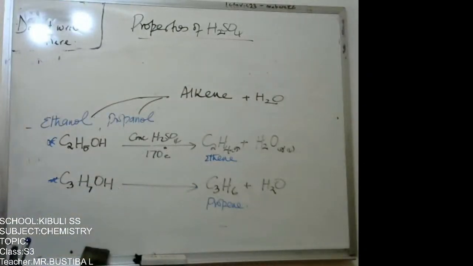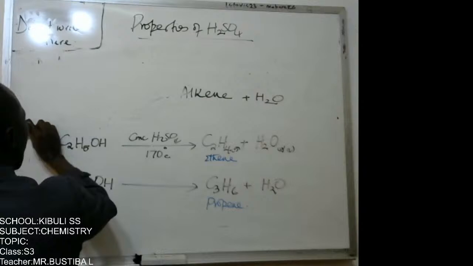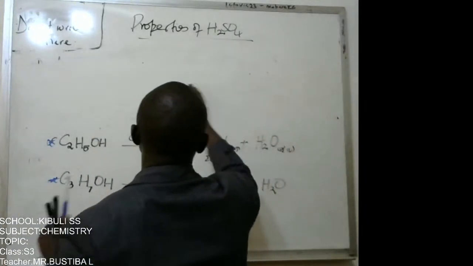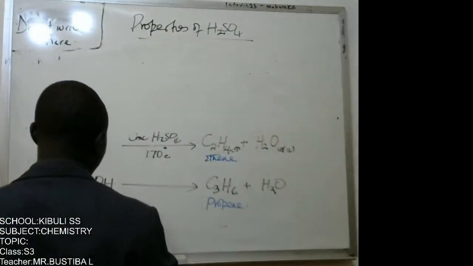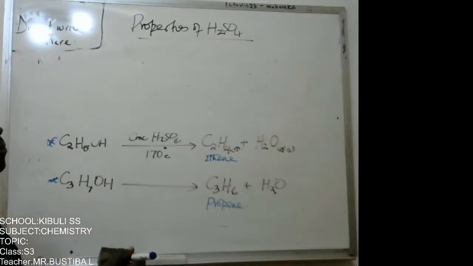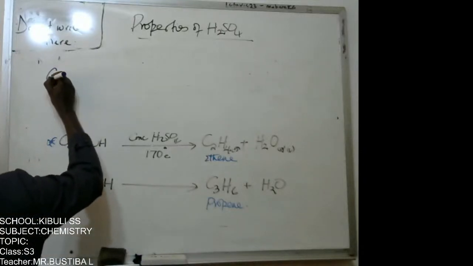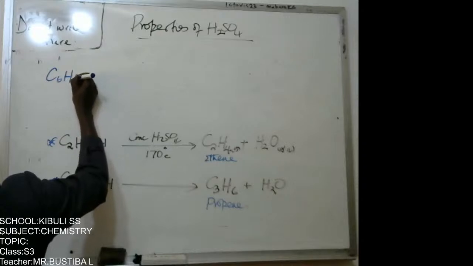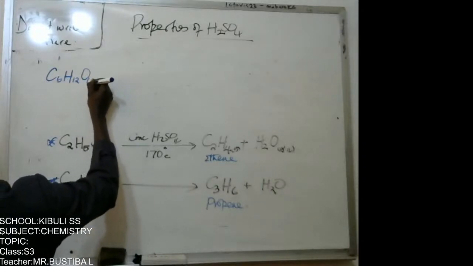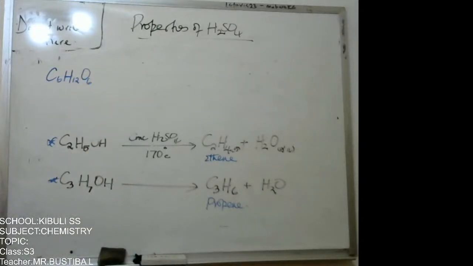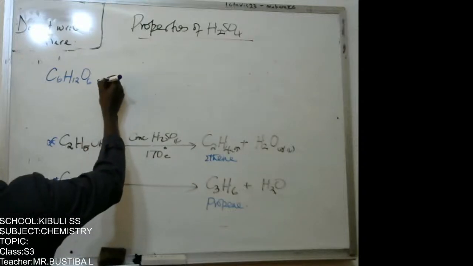The syllabus requires that our students should know the formula of glucose. So I'll use glucose, but it can be sucrose. It can be starch. It's biology that allows you to know the formula of starch. Chemistry does not allow you to know the formula of starch, but it does allow you to know the formula of glucose, which is C6H12O6. Glucose must be in a solid state.